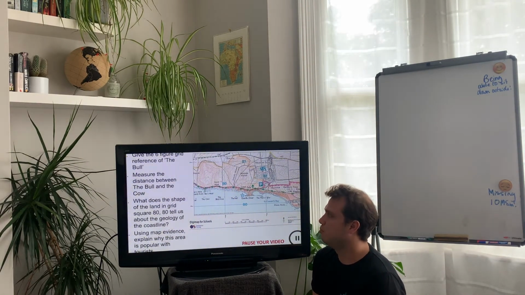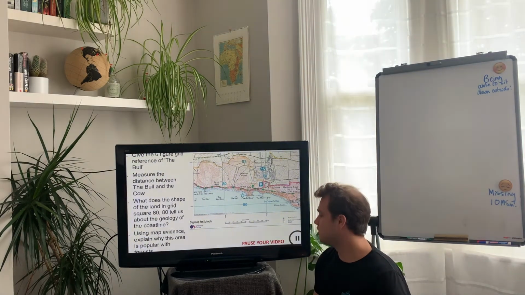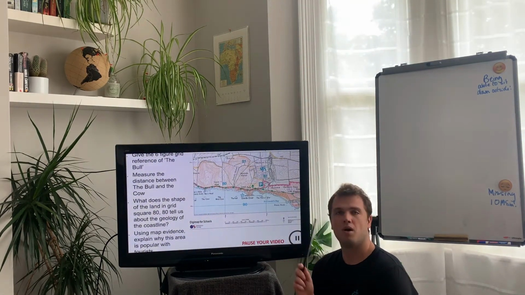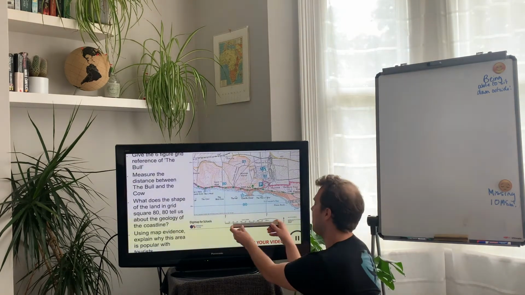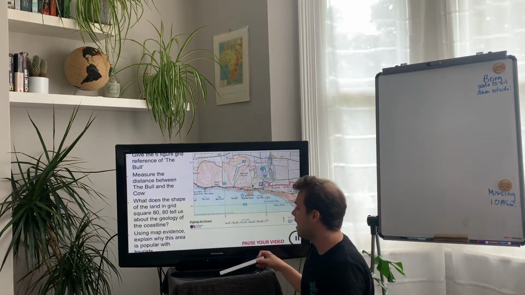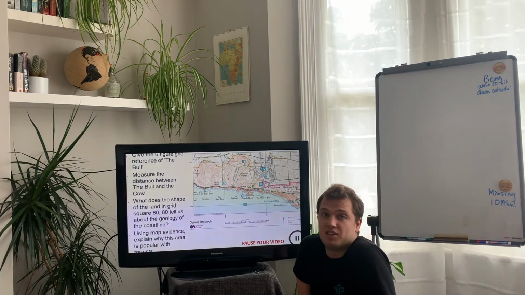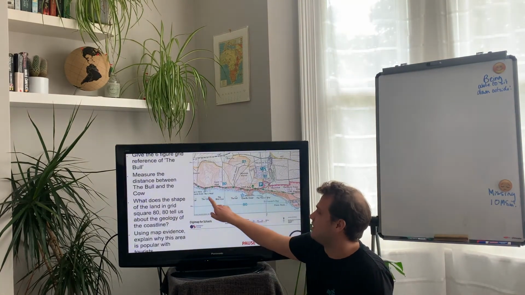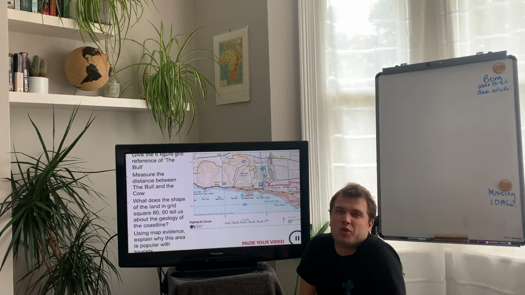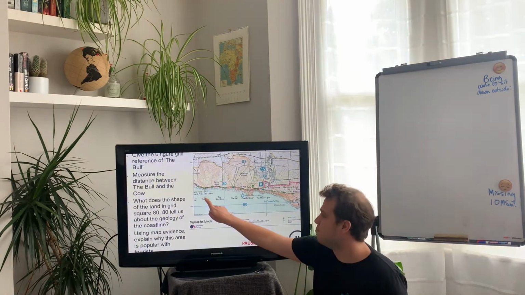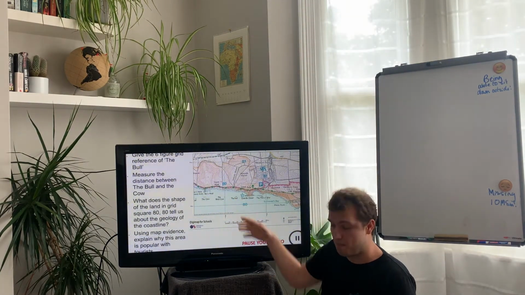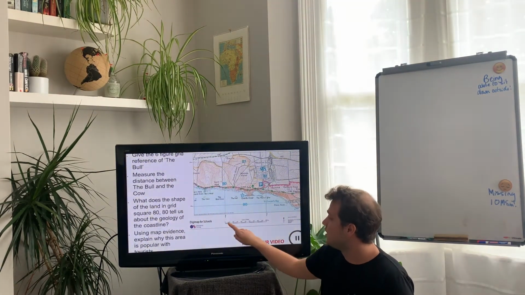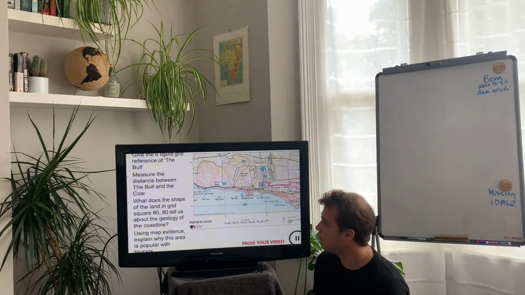Measure the distance between the bull and the cow. This one was quite challenging for me to do on the TV, so I've actually done it with my piece of paper, and I matched them up and drew on it like a ruler. And it's about 800 metres between the bull and the cow. Obviously, if you were doing this properly, you would have a ruler and you would measure the distance on your map. So you would measure out how long it is, and then you would match it up to your scale along the bottom.